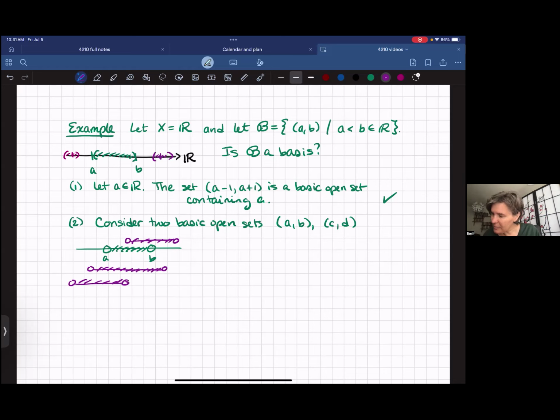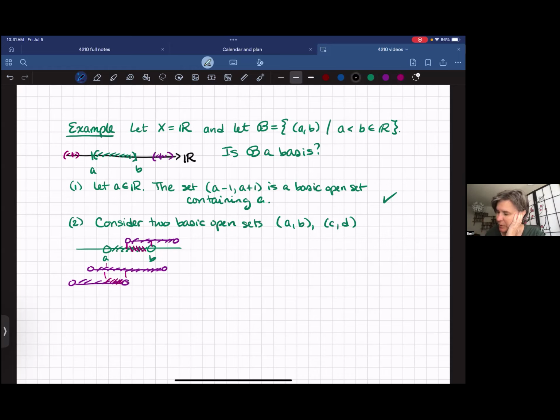In the top case, their intersection would be the part that just goes from here to here. That would be their intersection. In the middle case, the intersection would be just A to B, right? And in the bottom case, it would just be this part. So there's different possibilities. But let's think about the top one.